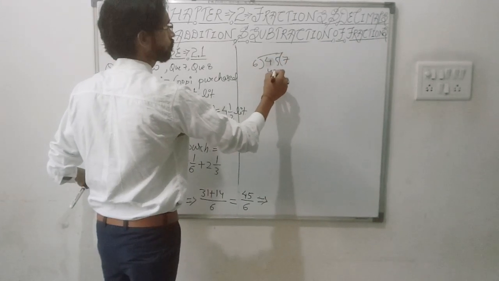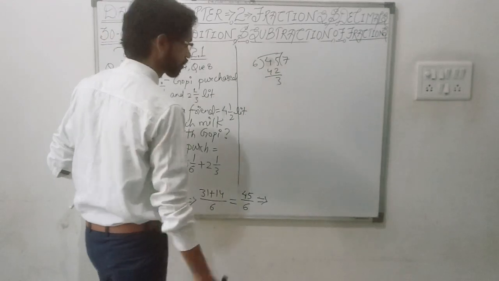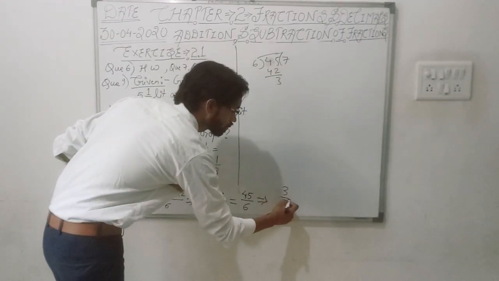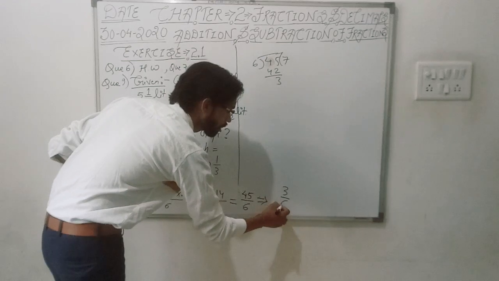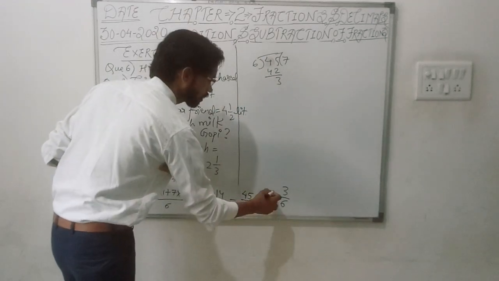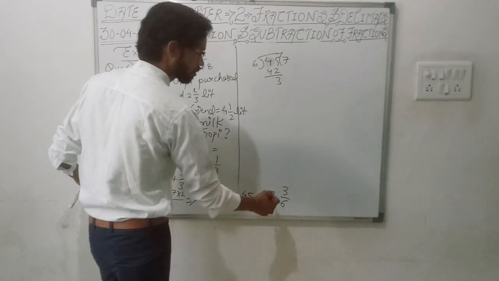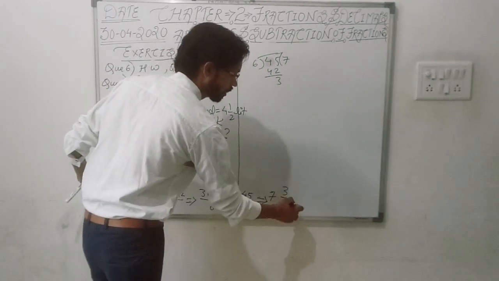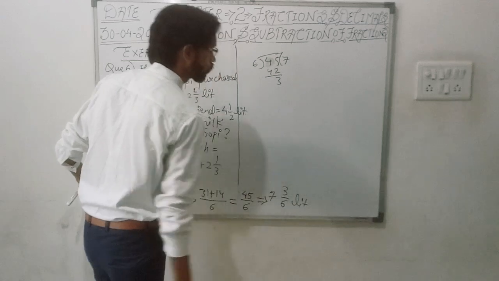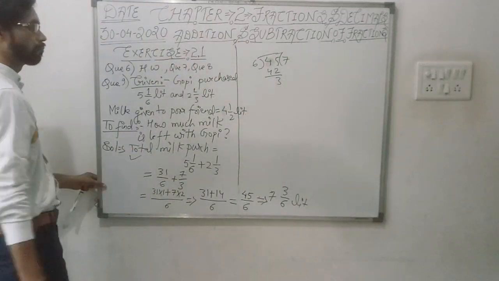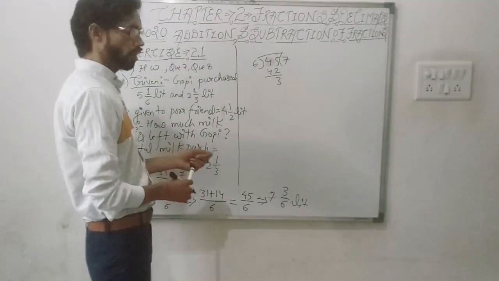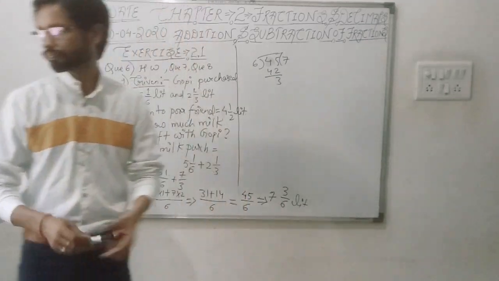6 sevens are 42, that is 3 remainder. So remainder 3 goes on top, and in the denominator 6, and the whole number is 7. So 7 and 3 by 6 liters of milk is the total milk.